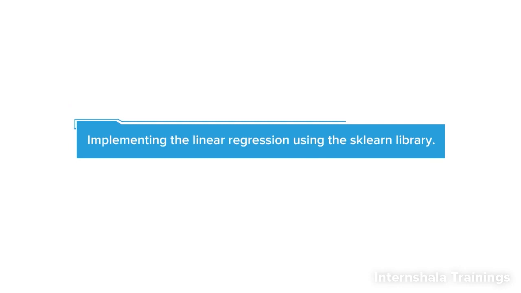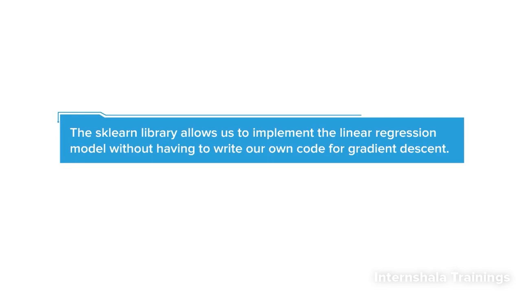Now we move on to the main part, which is the implementation of the linear regression. For implementing the linear regression, we will be using the sklearn library. This allows us to implement the linear regression model in a few lines of code rather than defining our own gradient descent.